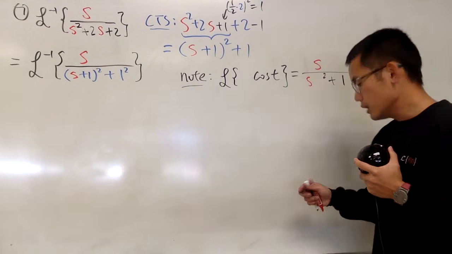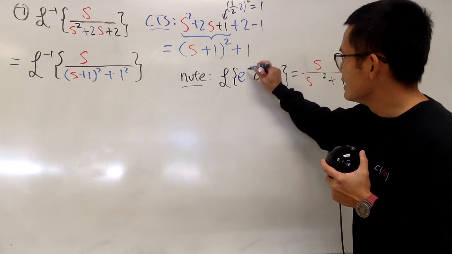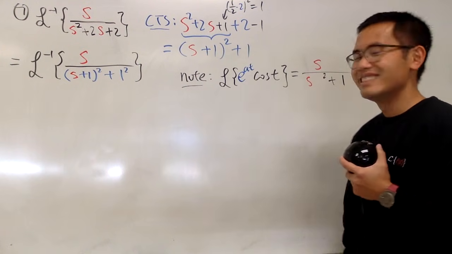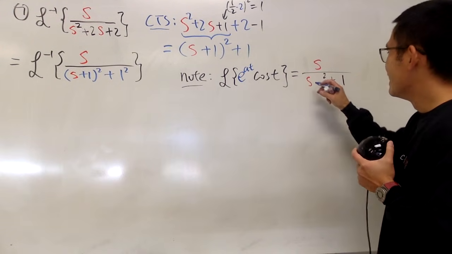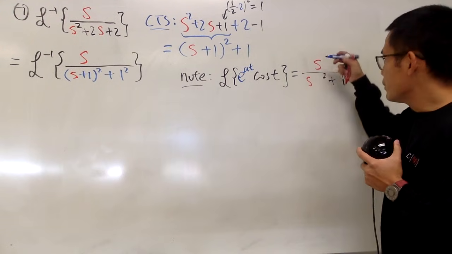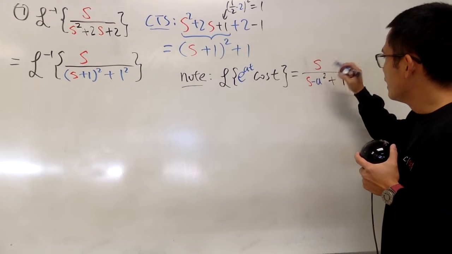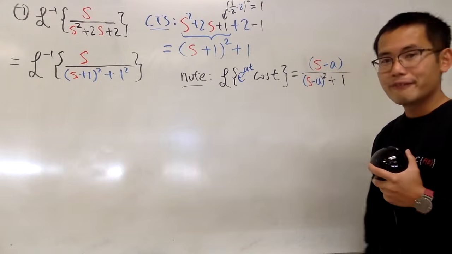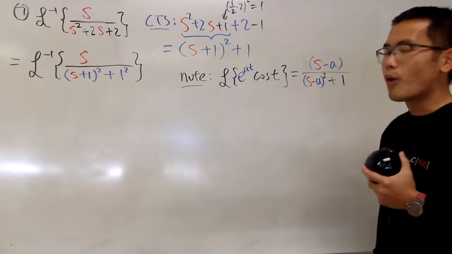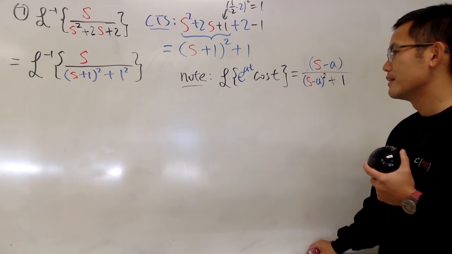So you have to remember, if we multiply cosine t by e to the at, then what you do is look at all the s in the s world, and then you go ahead and shift it, and you do s minus a here and s minus a here. So that's what you have, right? Similarly for sine as well. But here is the thing.